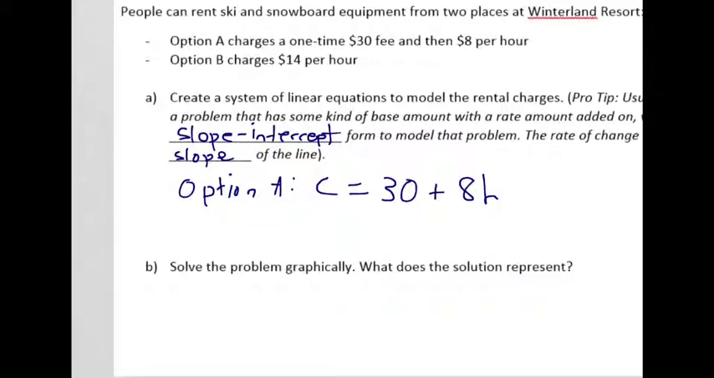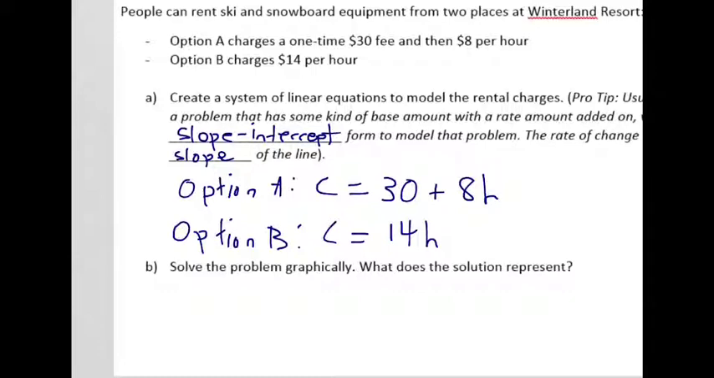Okay? Option B. Can you tell me the formula for the cost? Oh, it would be C equals 14H. Right? Do I have a base amount? No. I mean, I could put plus 0 in there, but that's kind of unnecessary, right? So 14H. So there's my system.